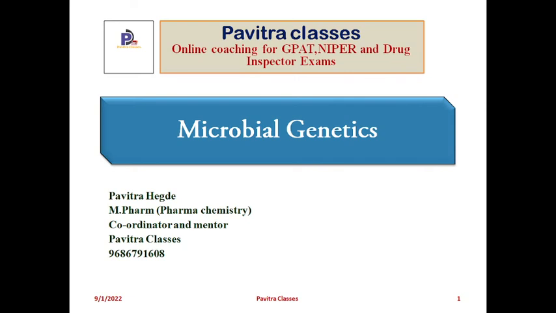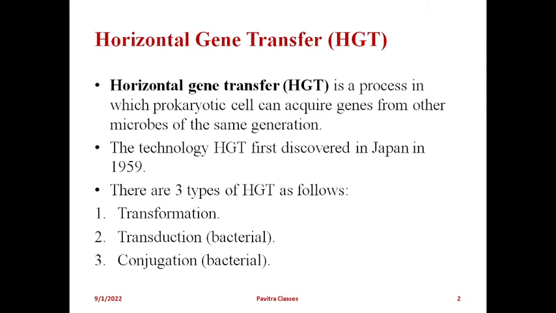Okay, good morning. Today you are studying microbial genetics, the next topic of biotechnology. In microbes, viruses and bacteria, one process is called horizontal gene transfer, that is HGT. It is a process in which a prokaryotic cell can acquire genes from other microbes of the same generation. So the gene transfer from one prokaryotic cell to another prokaryotic cell happens through the horizontal gene transfer process. The technology was discovered in Japan in 1959.